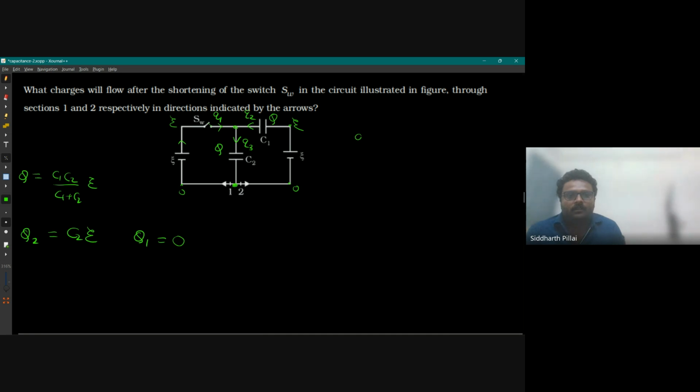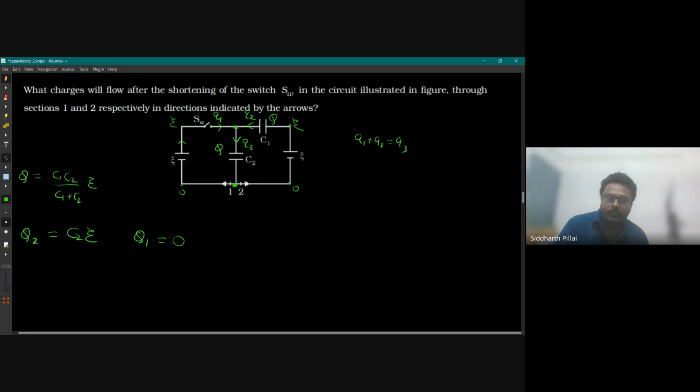From the junction law, Q1 plus Q2 equals Q3. What are these Q1, Q2, Q3s? These are the charges that are flowing once you turn on the switch, or once you close the left side of the circuit. These are not the final charges on the capacitors. The final charges we just found out: it is 0 on C1 and C2 times E on the second capacitor. That is correct.